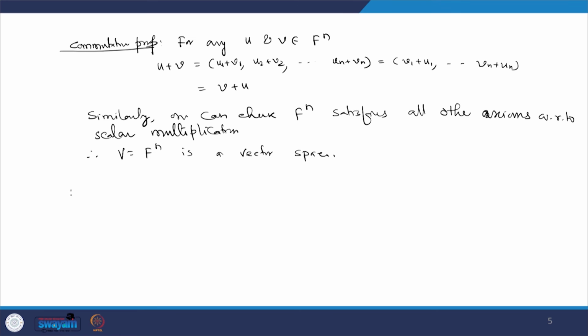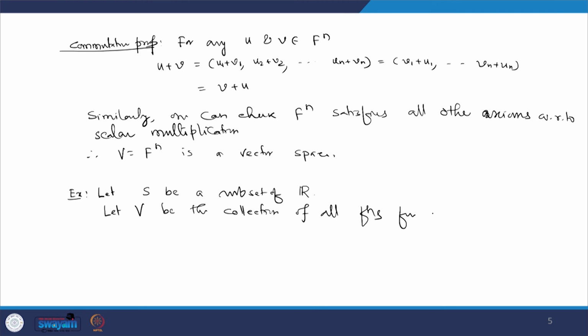So, now let me take another example. Let capital S be a subset of the real numbers R. Let V be the collection of all functions from S into R. Consider vector addition and scalar multiplication as below.